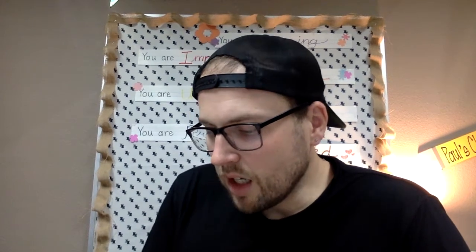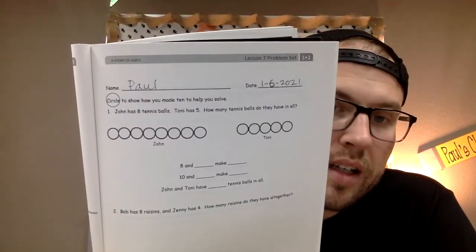Okay? Page 25. Write your name at the top. My name is Chris. Write the date. January 6, 2021. That's what it looks like. Okay, the instructions say circle to show how you made 10 to help you solve.